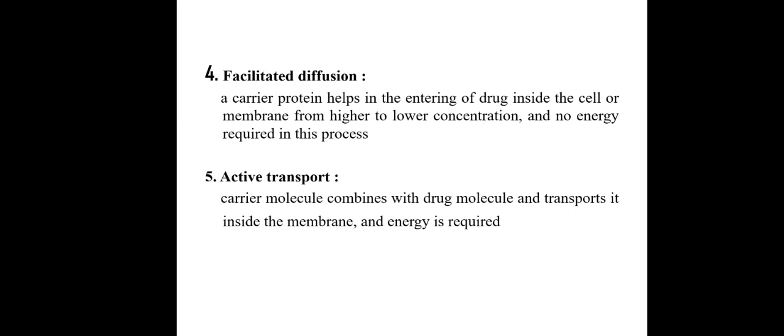Next is active transport. Carrier molecules combine with the drug molecules and transport them inside the membrane, and energy is required. For example, ions, vitamins, sugars, and amino acids are examples of active transport. Here also energy is necessary in this process. So this is all about the types of drug absorption.